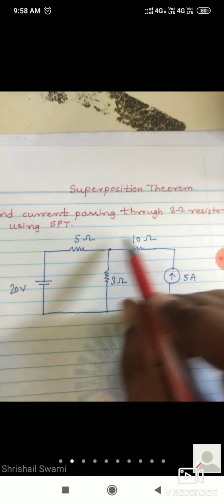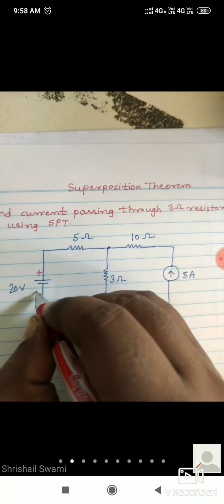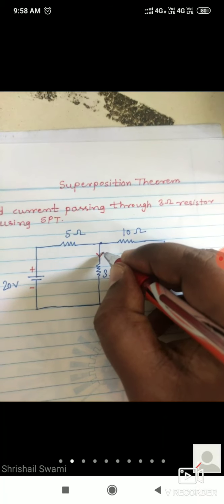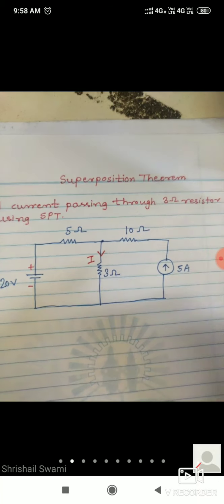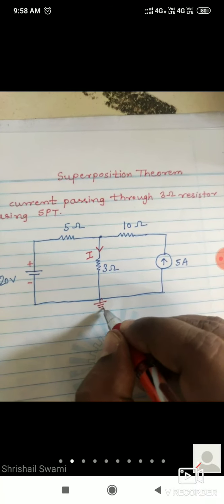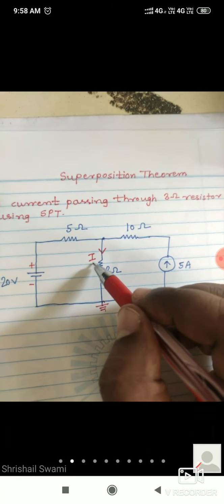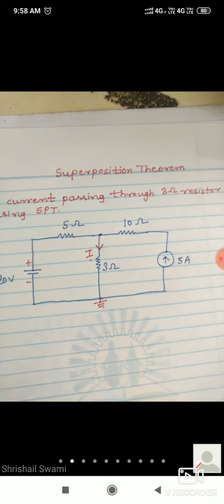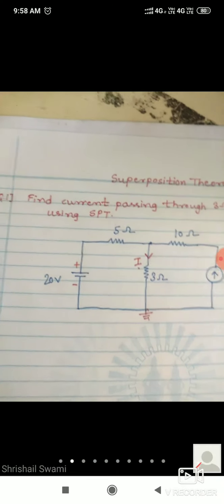Now here once again observe the circuit carefully. This will be the circuit. So it is positive, it is negative. What is the question? Current passing through 3 ohm. So where is the 3 ohm? Here. That current I will give the name as I. I will consider this point as a ground point, and I will consider this current as I. So you need to find out this current I. Now what we will do? We will start to apply the superposition theorem.